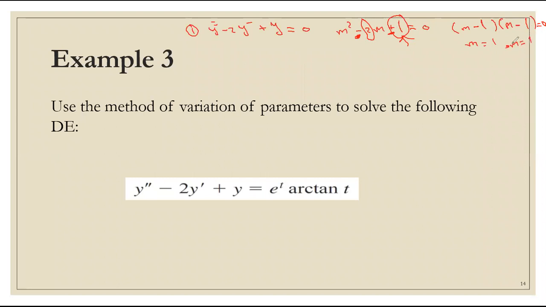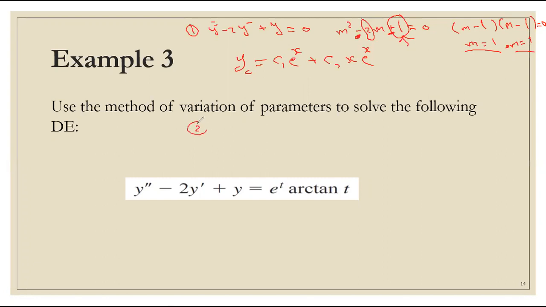M is 1 again. Do you remember now what the complementary solution is? If you have the same m repeated, the first one will be the normal C1 e to the x, and the second one is C2 x e to the x. Great, Ziad. Excellent. Thank you, Ziad.